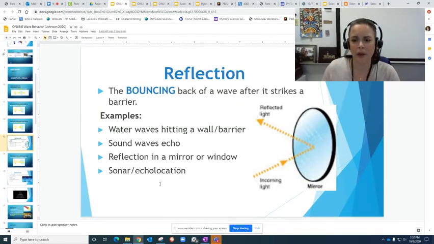Here's another example of where we have light bouncing back after it strikes a medium. And this is just a little bit more detail. I kind of actually already talked about this with you guys.